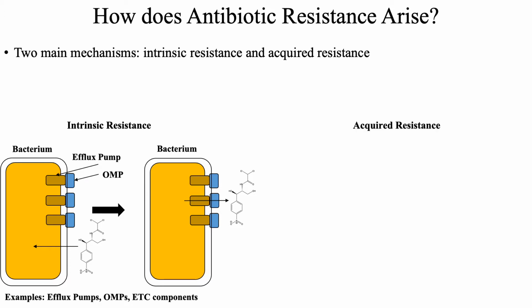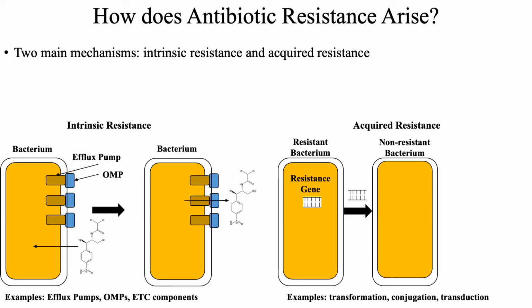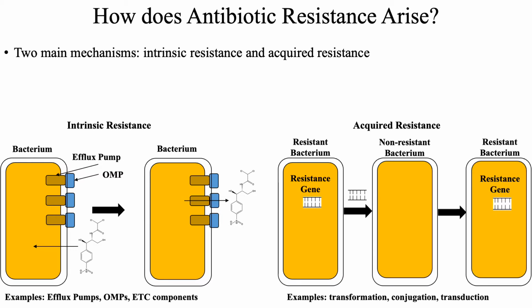Acquired resistance also propagates antibiotic resistance genes. However, the genes aren't inside the cell and are acquired from another place initially. Strategies for this include transformation, conjugation, and transduction, which will not be discussed here. However, the general principle for acquired resistance is the transfer of a resistance gene from an antibiotic-resistant bacteria or the environment into a non-resistant bacteria, and now that bacteria has the resistance gene and is resistant to that antibiotic.